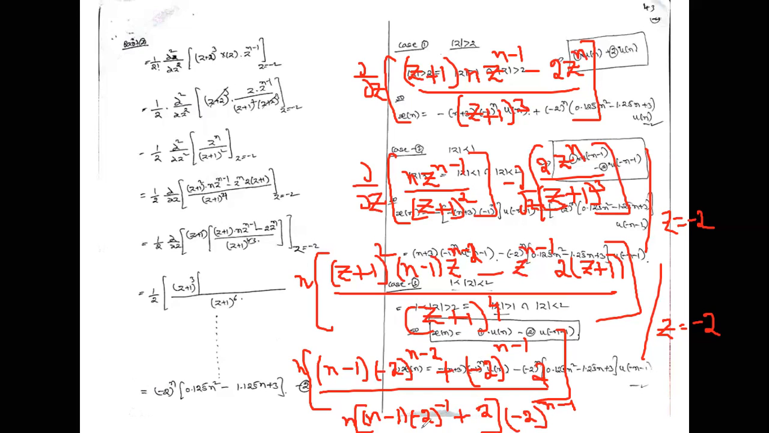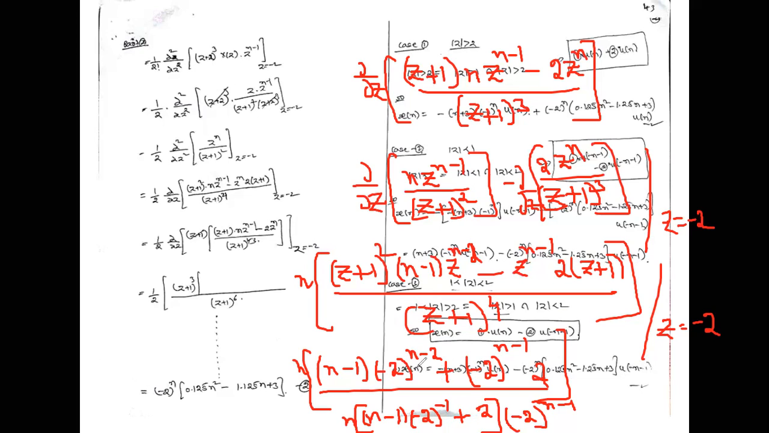What does it matter, friends? What is (-2)^(-1)? (-2)^(-1) is 1 by -2, so you get the value -1/2 there. Still you can simplify this value also.